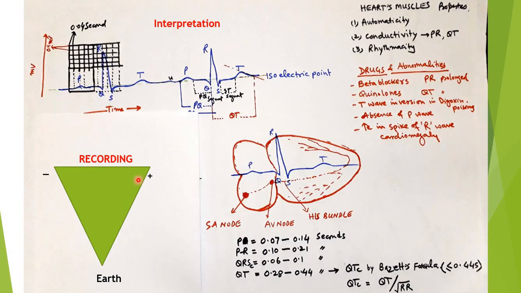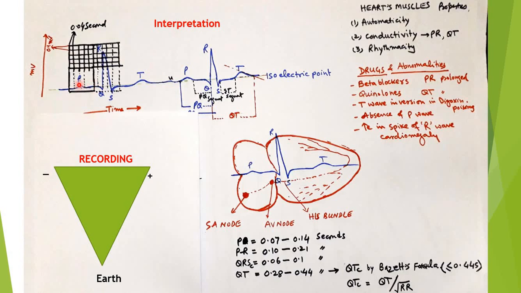Regarding recording, if this is the human body and the heart is here, you put a positive electrode here and the other negative electrode here, and the earth is here. These first two constitute the circuit, so it is a single lead ECG. The earth electrode helps in reducing the noise during the recording. Once it is recorded, we have to interpret it.